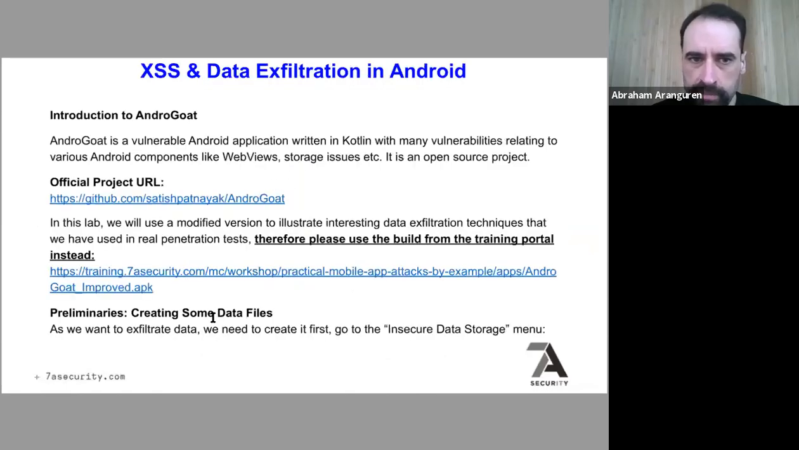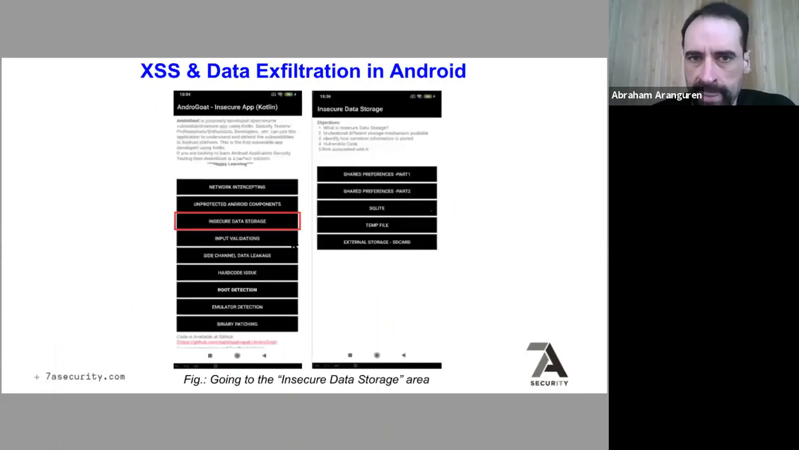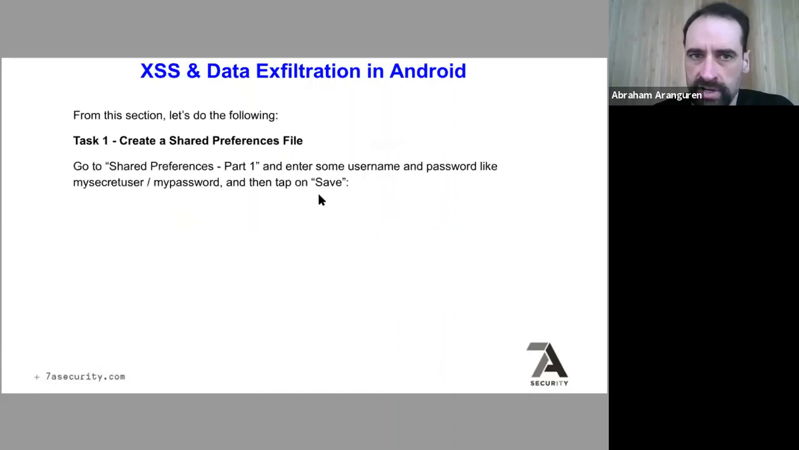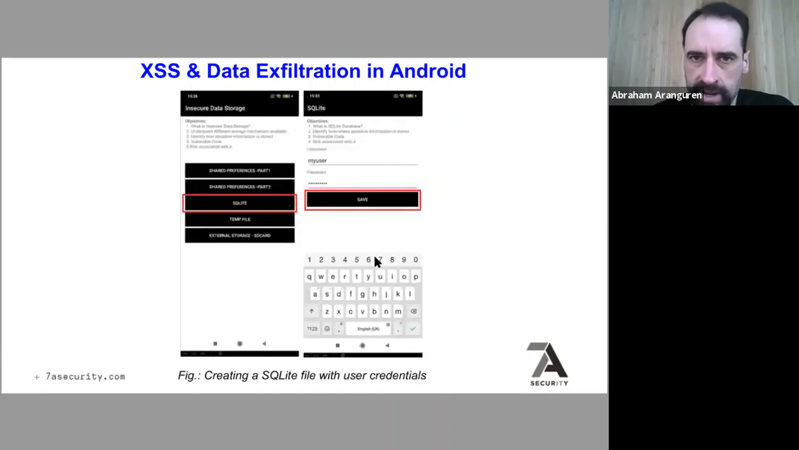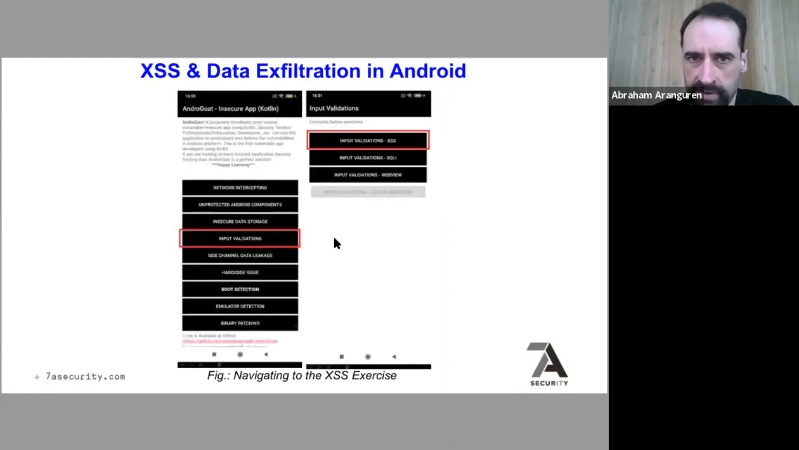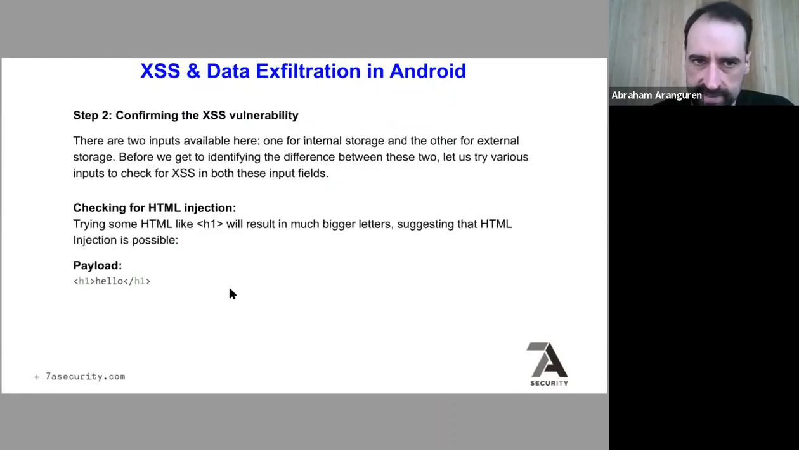Now, the one thing that I'll explain here is for this exercise to work, everybody attending this workshop should have access to all the workshop materials. So for this, you cannot use the public version of AndroGoat because we have modified it specifically for this exercise. So you have to download the one from the training portal. And then first we need to create some files from storage. So we have to go to your data storage and create some user, and then the same for the SQLite file. And then we go to the XSS.